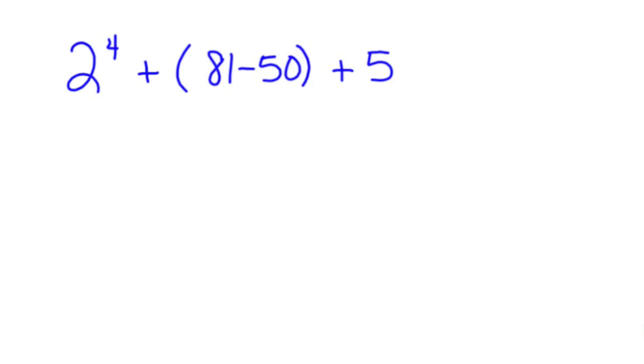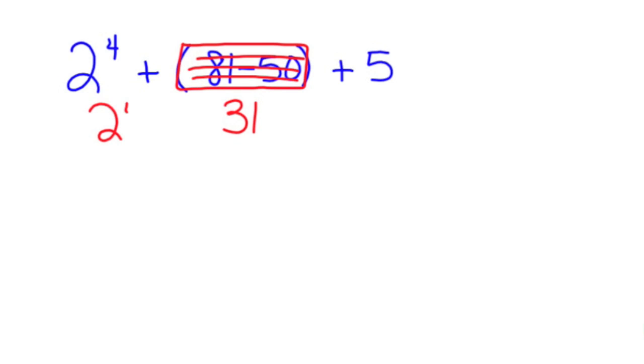So in parentheses, we have 81 minus 50. So the first order of operation, or the first step in order of operation says do the operation in the parentheses. So 81 minus 50 is going to be 31. So we bring that down. We're not using those numbers anymore. So we copy down the rest of the expression, 2 to the 4th power plus 31 plus 5.